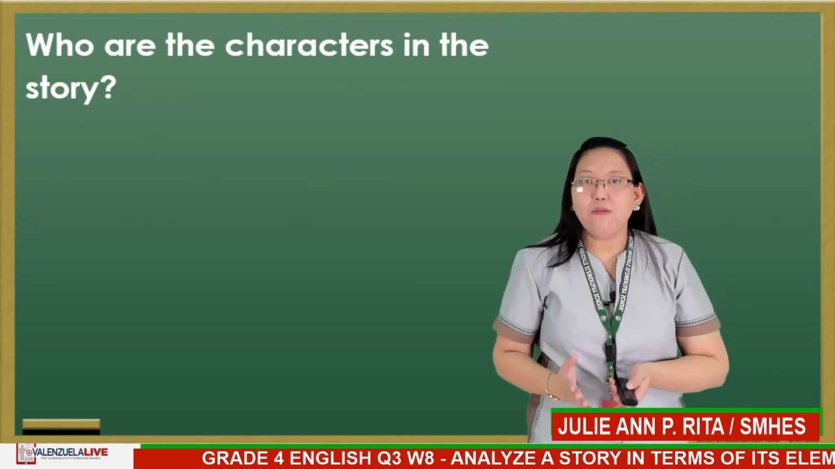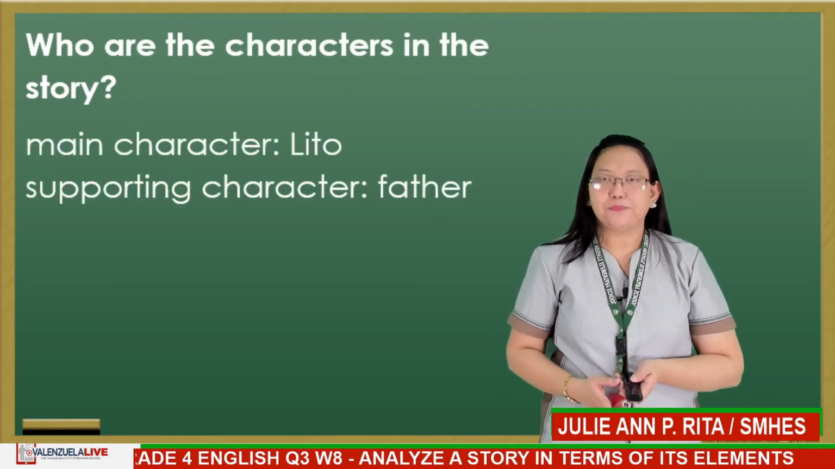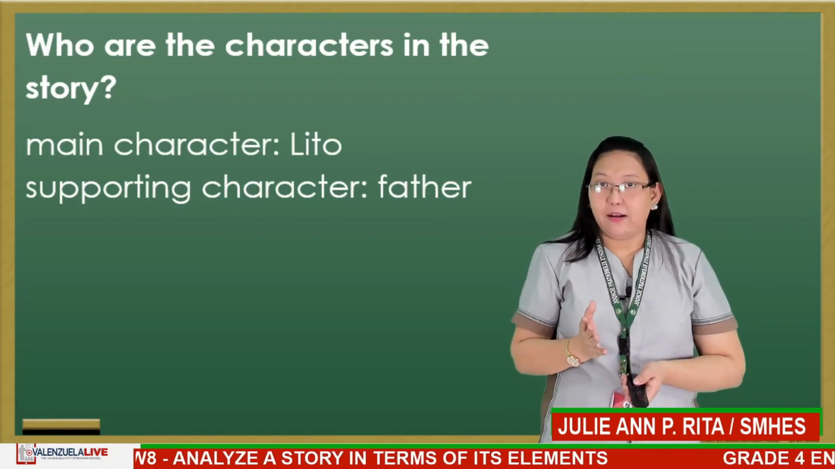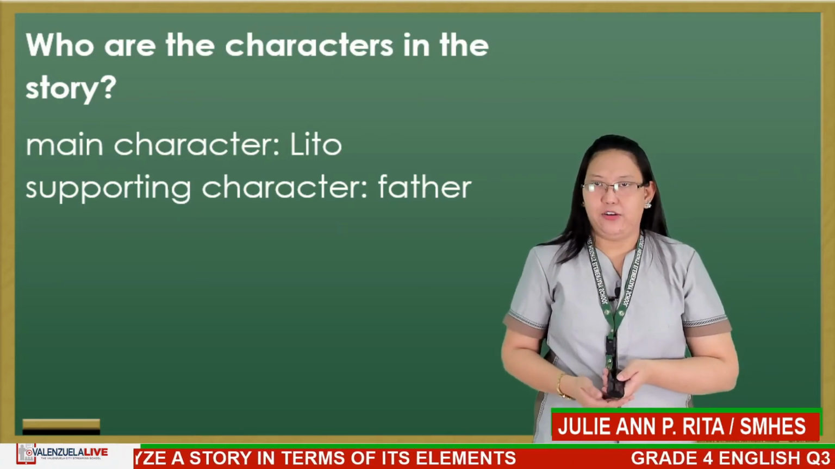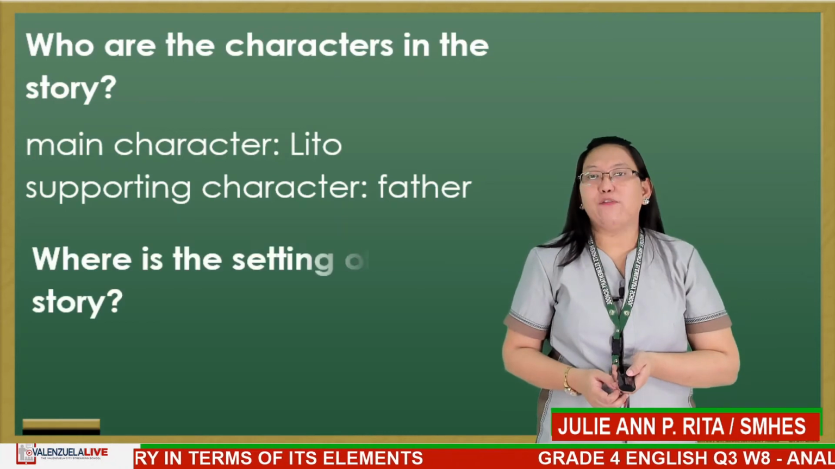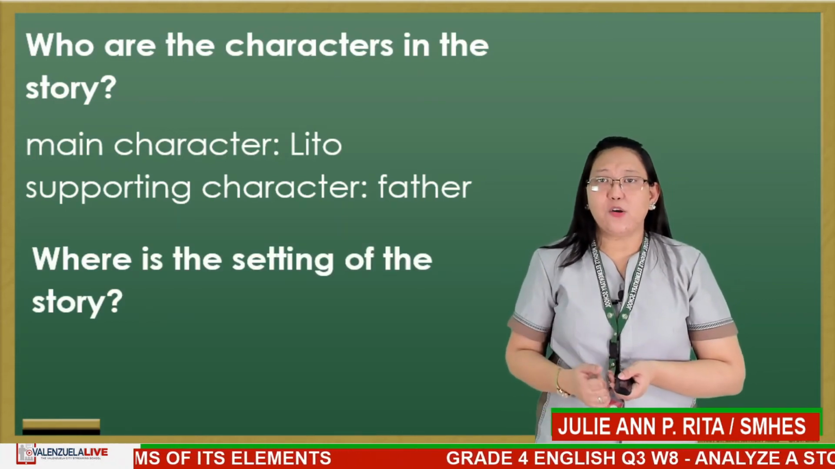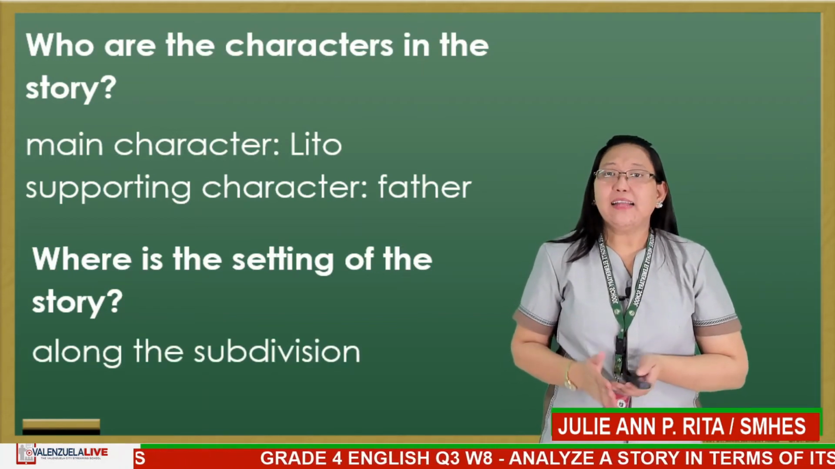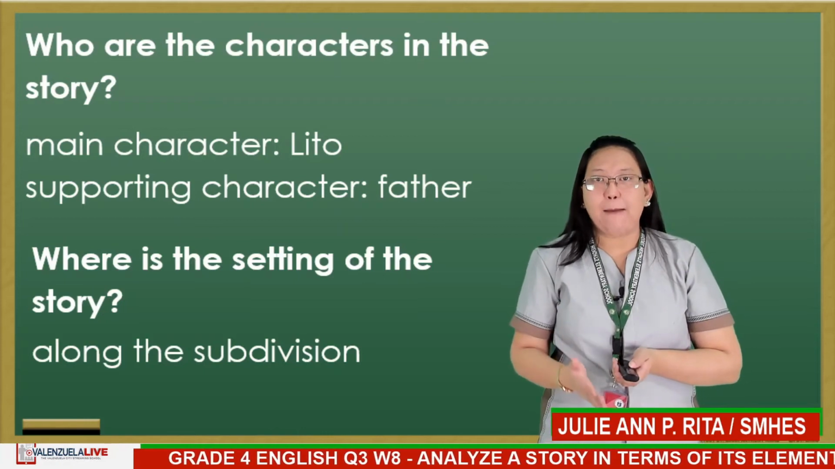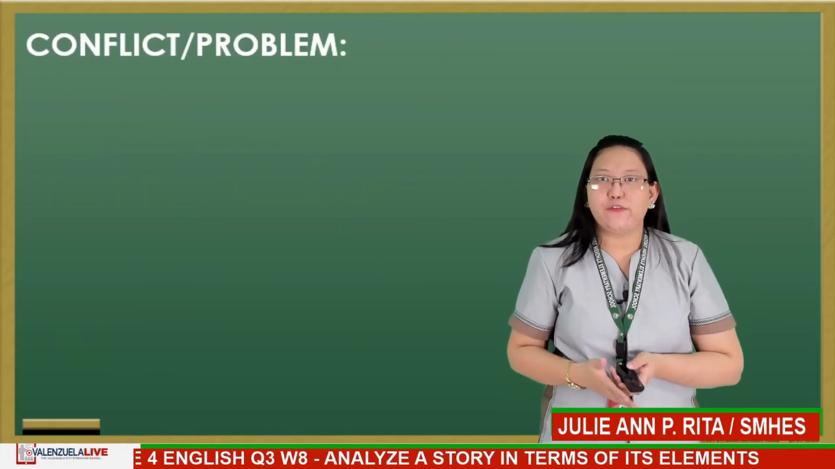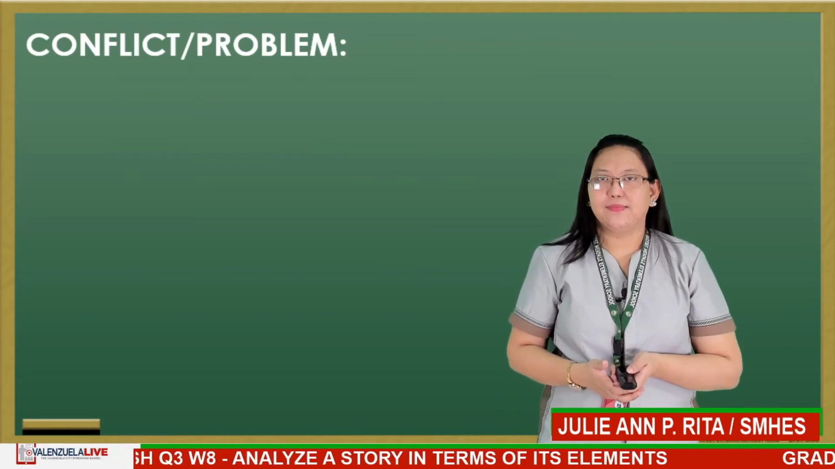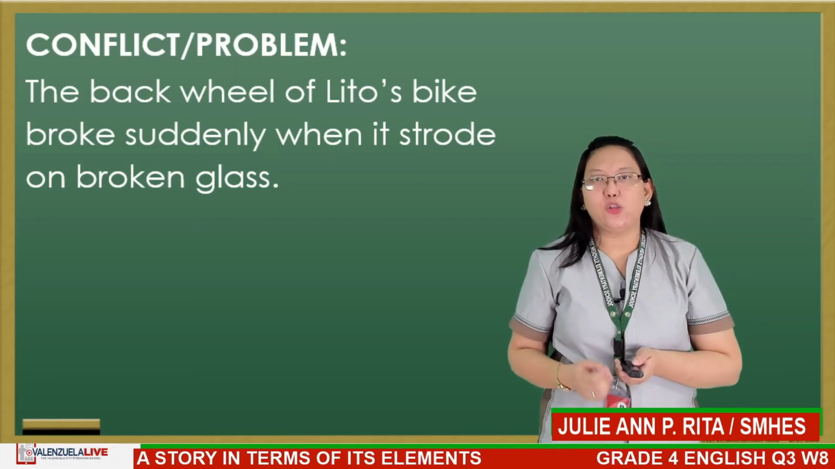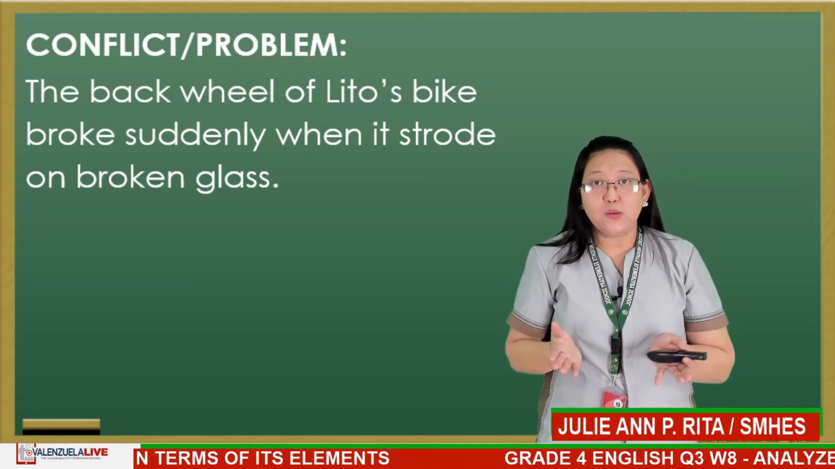Who are the characters in the story? Correct. The characters are Lito, the main character, and his father, the supporting character. Now, describe the setting of the story. Where is the setting of the story? Along the subdivision. Let us recall the plot. What are the events that happened in the story? What is the conflict? Awesome! The back wheel of Lito's bike broke suddenly when it struck broken glass. What is the resolution?